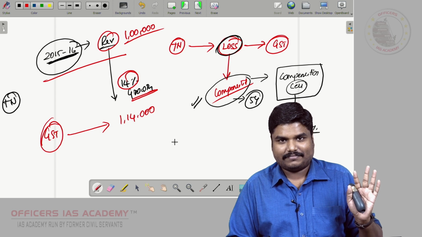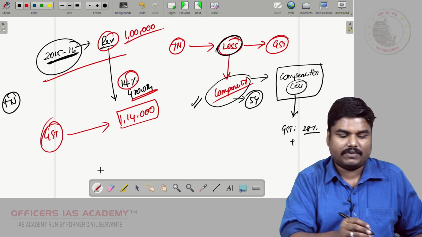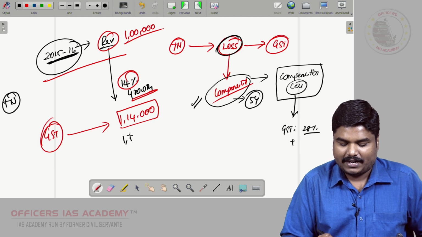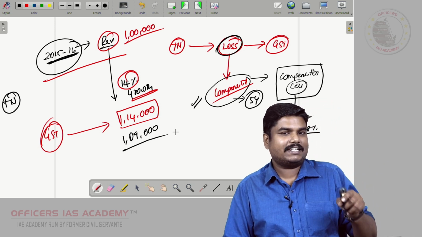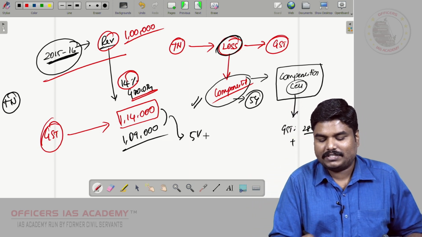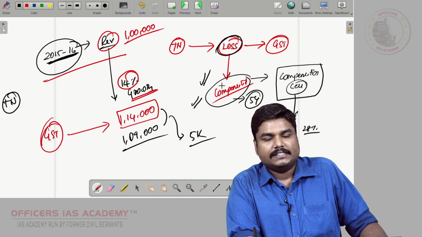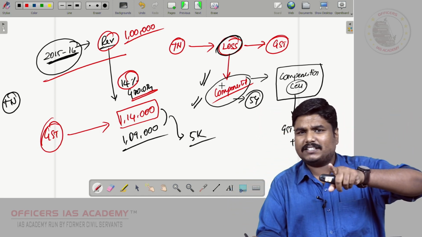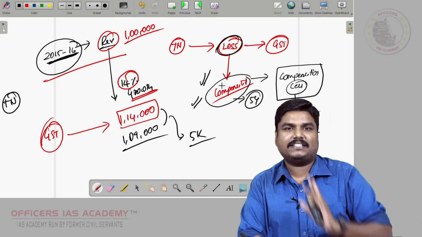Central government says that minimum 14% growth in the revenue will be guaranteed. If at all Tamil Nadu government revenue falls less than 1,14,000 crores. For example, in reality Tamil Nadu government was able to collect only 1,09,000 crores. Then the difference is 5,000 crores, right? That 5,000 crores will be compensated. Very simple. Central government, what did they say? Tamil Nadu government, because of GST introduction, if you are facing loss, that loss will be compensated.